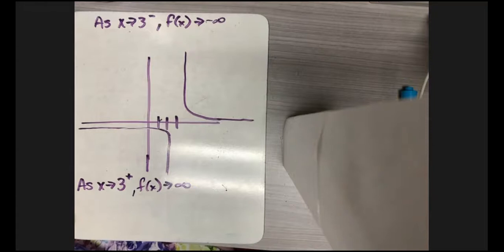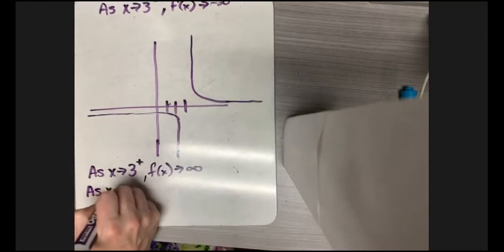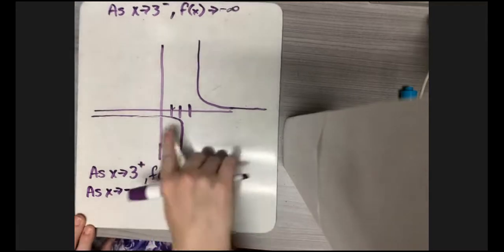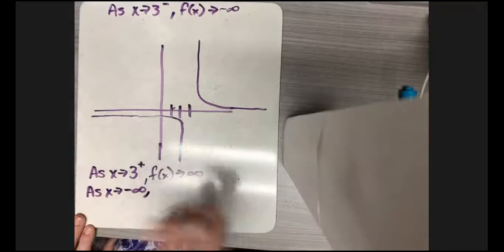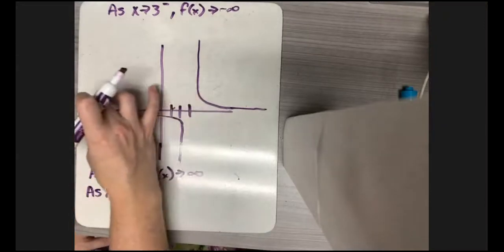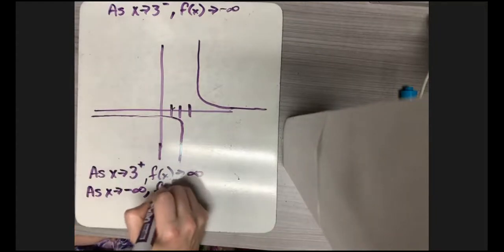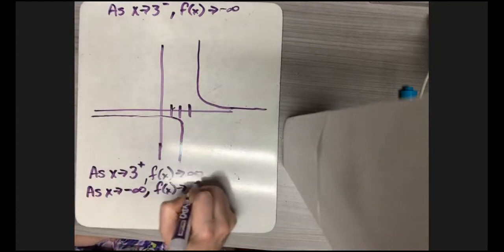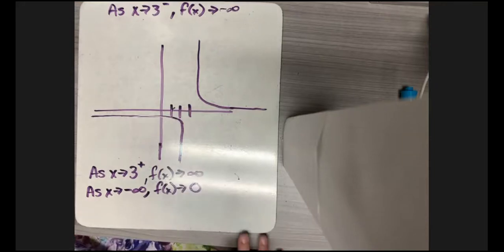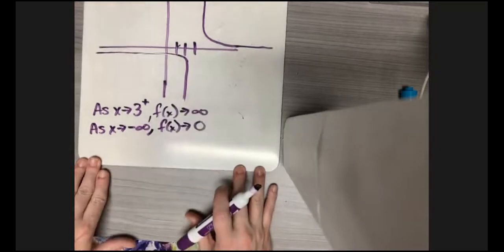Now, we can also do the edges of the graph. So we can do as x approaches negative infinity. Okay, now there's only one way to head towards negative infinity, and that's this way. And what's happening here is this graph is actually tapering off towards the x-axis. So f of x is actually getting really close to 0. Okay, so our graph function is getting really close to 0.